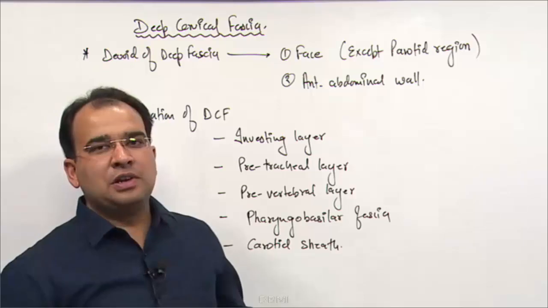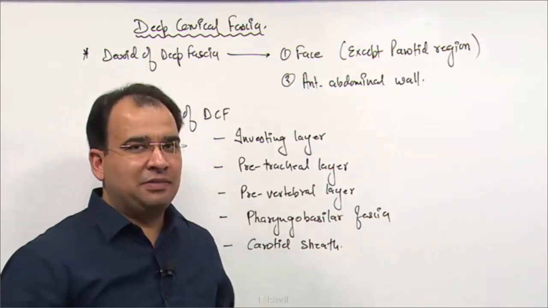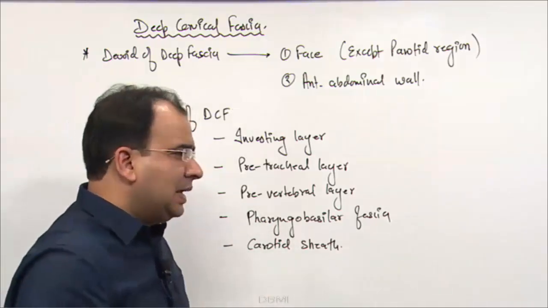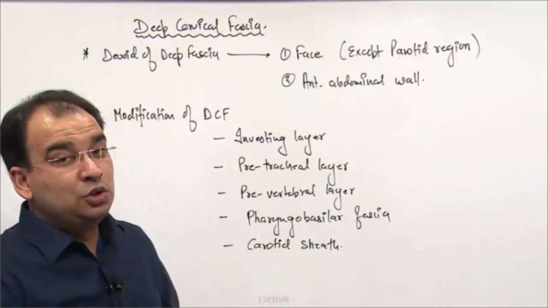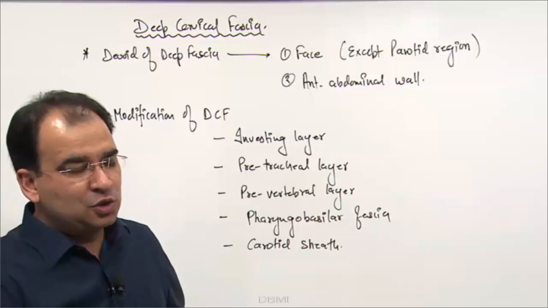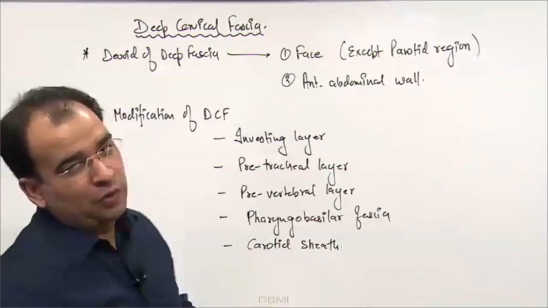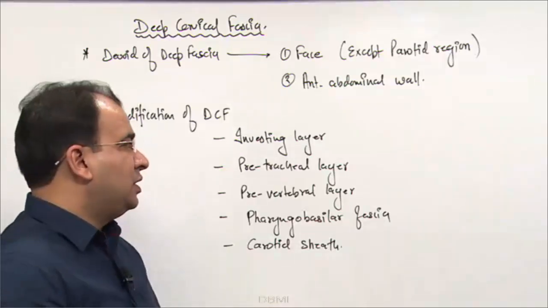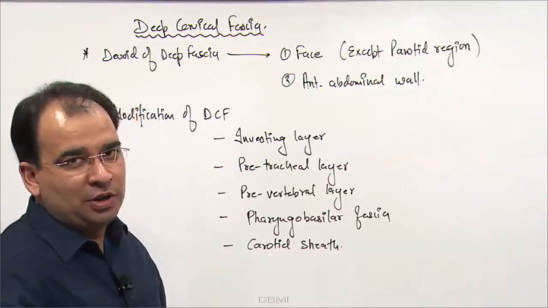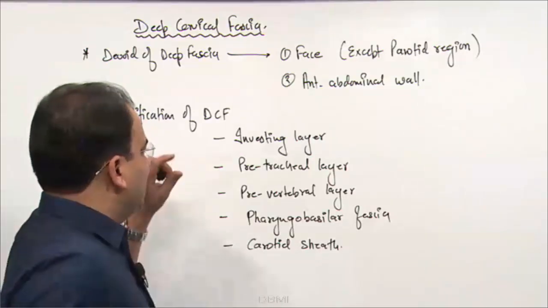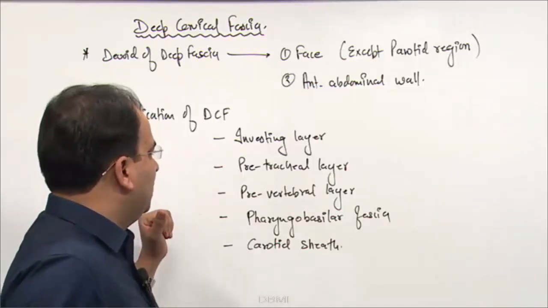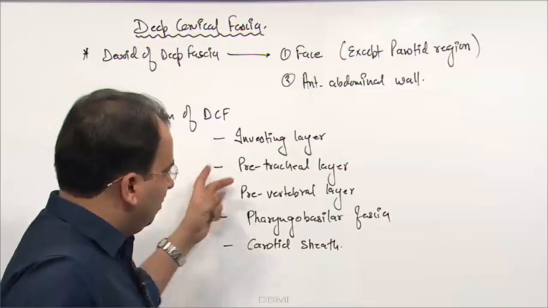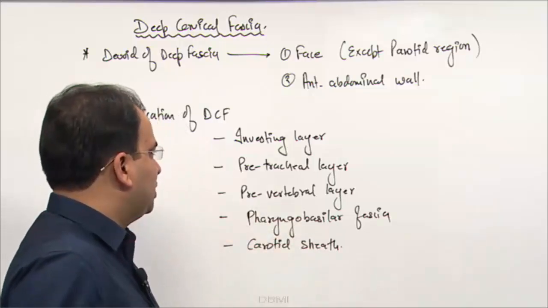Now they say buccopharyngeal fascia is also the modification of deep cervical fascia, but at many places it is mentioned that buccopharyngeal fascia is merely a loose areolar tissue and it is not the modification of deep cervical fascia. So I am not including the buccopharyngeal fascia in this. So buccopharyngeal fascia is a modification of loose areolar tissue. So guys, investing, pretracheal, prevertebral, pharyngobasilar and carotid sheath. So let's talk about first these three layers and then we'll switch to the rest of the fascia.